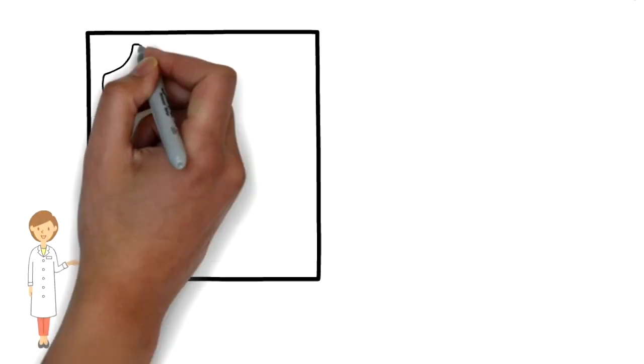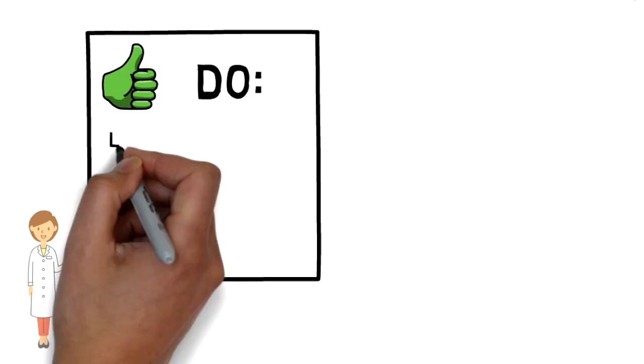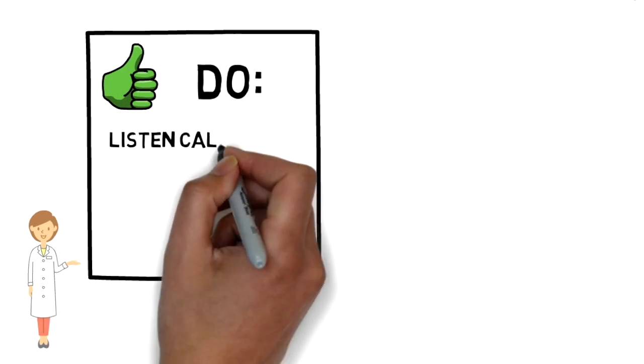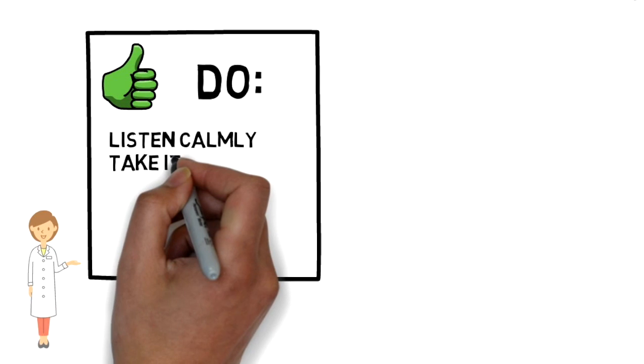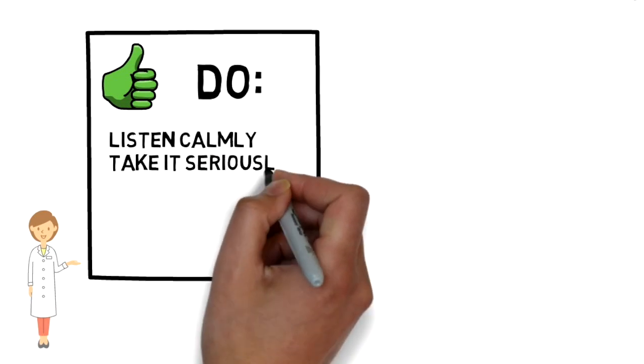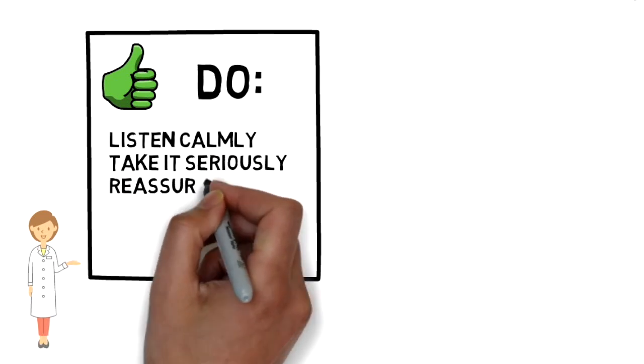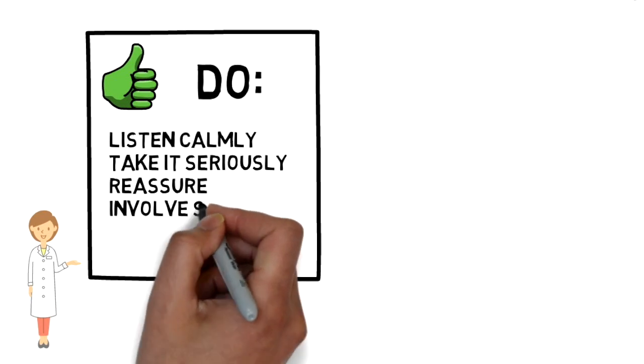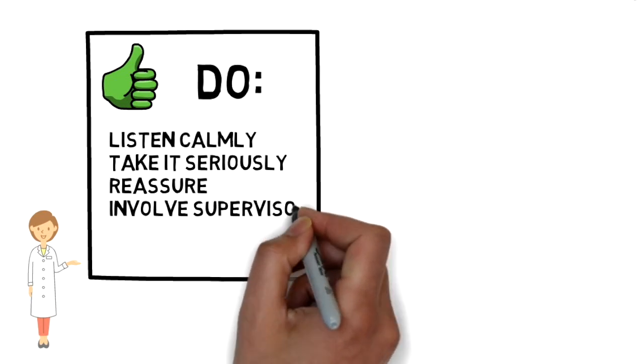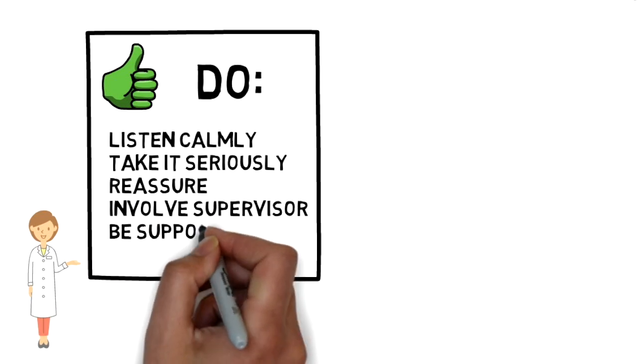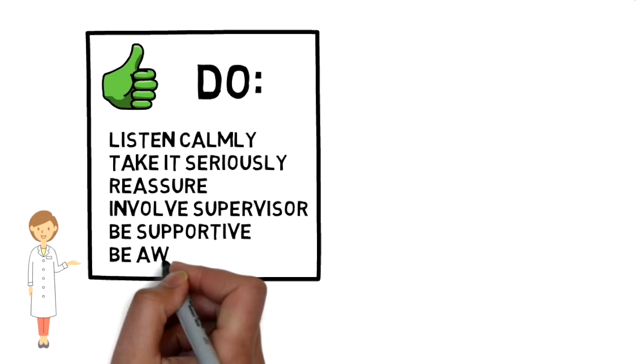And if there are concerns that involve minors, we have a duty to report to the Children's Aid Society. If a patient informs you of an abuse, it is important to listen calmly with an open mind, take the concern seriously, reassure the person they are not to blame and not alone, involve the appropriate supervisor while respecting privacy, be supportive, use the Be Aware tool.